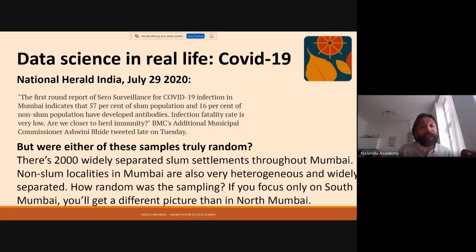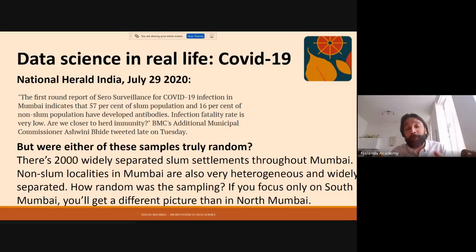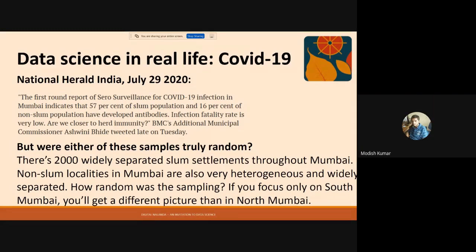But if your sample was 80% people from the railway colony and 10% from the houses, your sample is not representative. I hope that's intuitively clear. Does that make sense? Okay, is it clear or should I try again? Okay, try again.